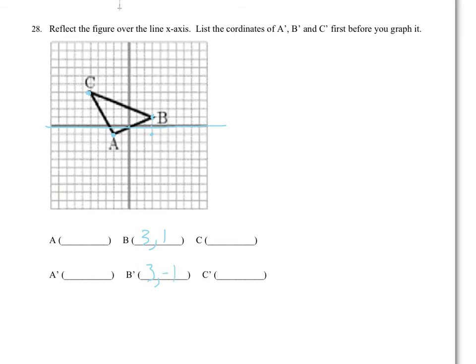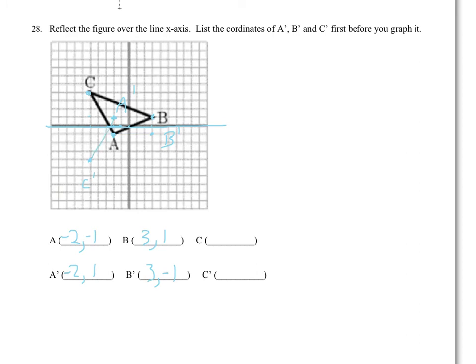You can probably see where this is going. A is at negative 2 over and down 1, so negative 2, negative 1. But notice that's 1 unit below the x-axis. So we're going to move A to 1 unit above the x-axis. That's my new A. So that new point is going to be negative 2, positive 1. C is 4 units above the x-axis, so we're going to move it 4 units below the x-axis.